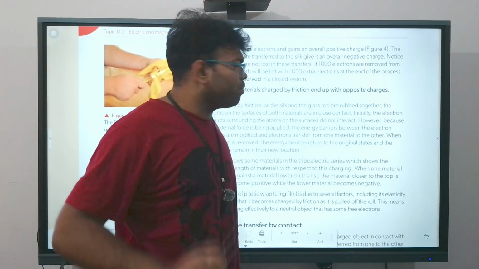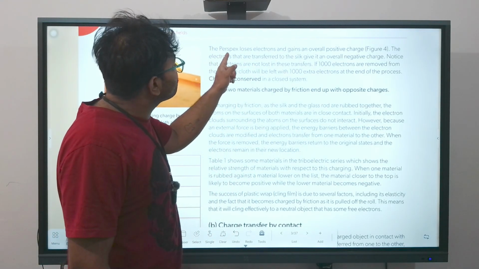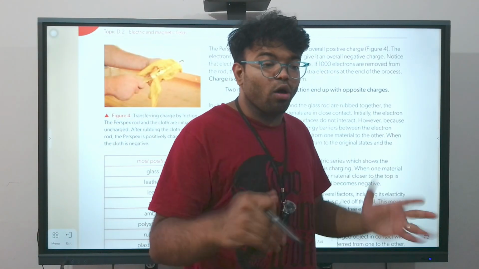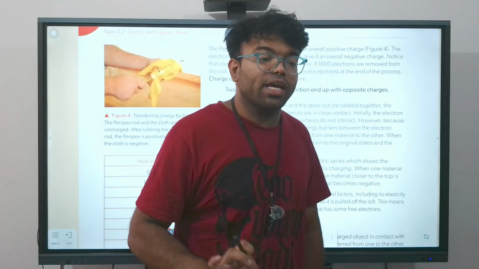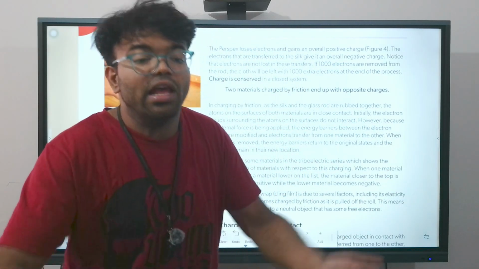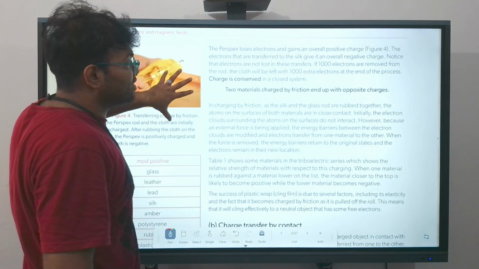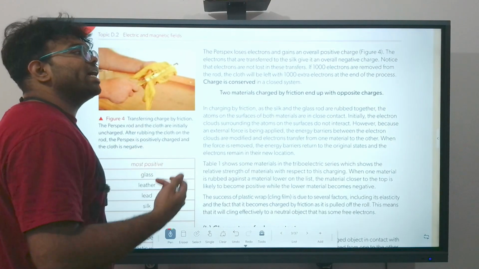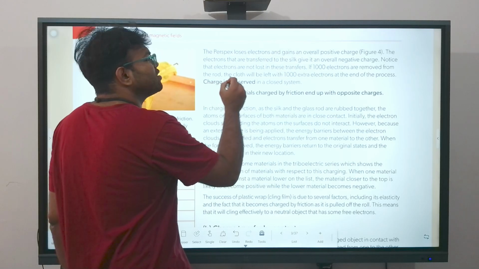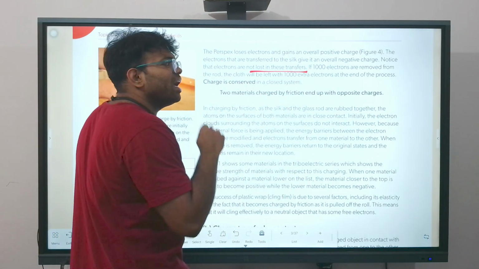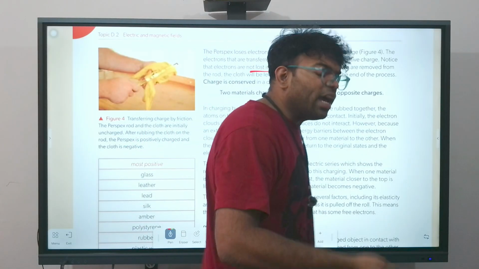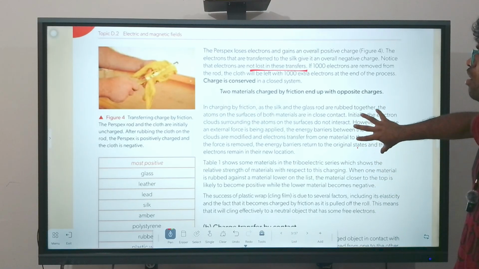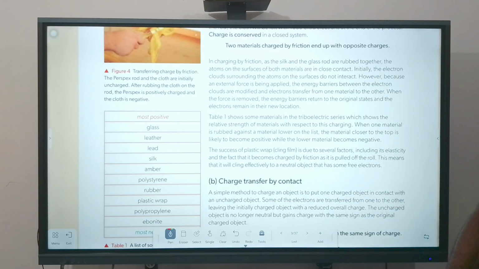So the perspex rod becomes positively charged because of the loss of electrons, and the silk cloth becomes negatively charged because of the overall gain of electrons. Notice that electrons are not lost in these transfers. If 1000 electrons are removed from the rod, 1000 electrons are gained by the cloth. Again, charge is conserved here.